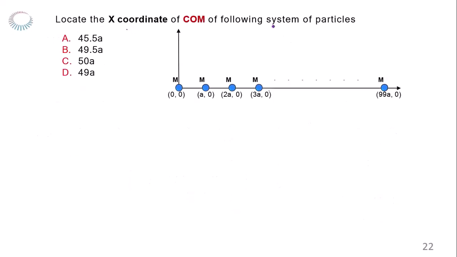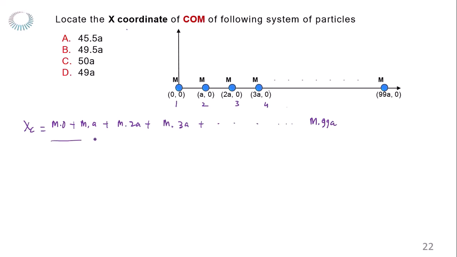Now look at the x coordinate of the center of mass of the following particles. Now there are different particles placed at different locations, starting from 0 to 99. So for each and every particle, the coordinates are given. Since the particles are aligned along the x direction, only the x coordinate is there. No y coordinate. So the x coordinate: let us say the first particle, the second particle, third particle, fourth particle, like this. So the first particle is a into 0. Second particle a into a. Third particle a into 2a. Fourth particle a into 3a. Like this way, the last particle is a into 99a.